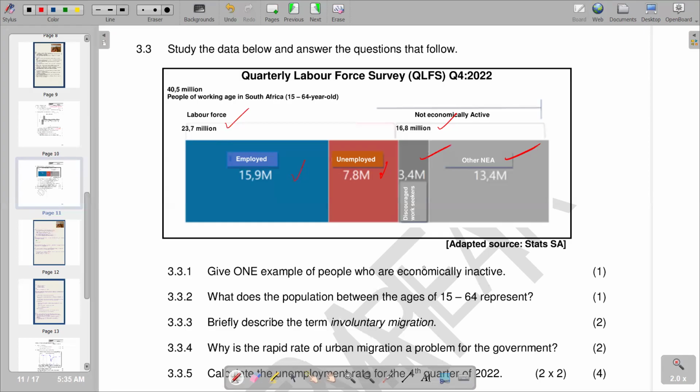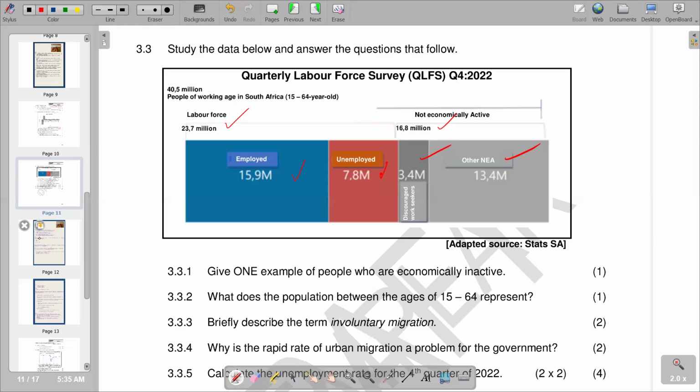The first part of the question: give one example of people who are economically inactive. We know that people who are economically inactive are the people that are not willing and able to work. So obviously, these are not part of the labor force. Examples that we can have there: obviously, we are going to talk about the retired population as also part of the economically inactive.